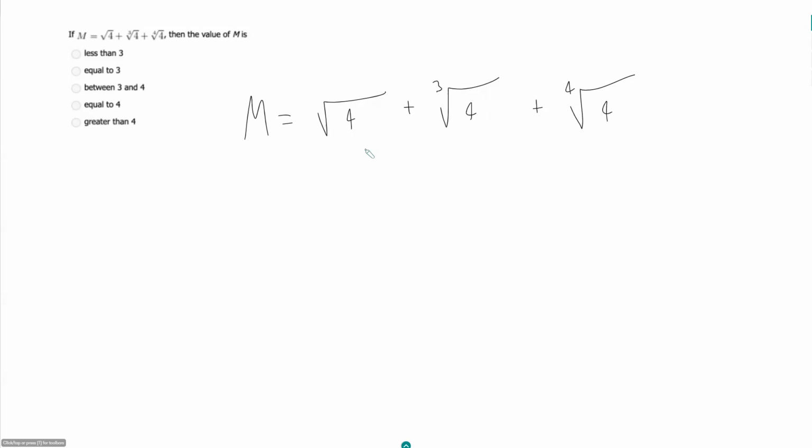So what is the cube root of 4? That is some number that, when multiplied by itself 3 times, is equal to 4. It is obviously going to be a decimal, so I don't know what that is, and I don't really know how to estimate it. I know the square root of 4 is equal to 2. So now I really need to think about this. What do I know about both the cube root of 4 and the fourth root of 4?